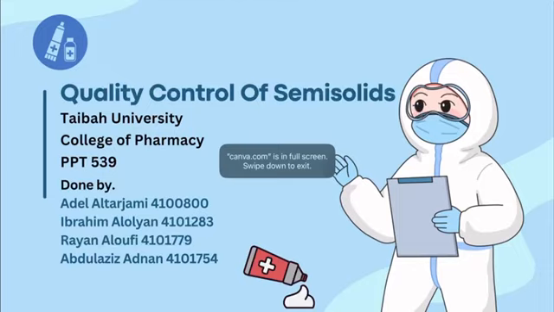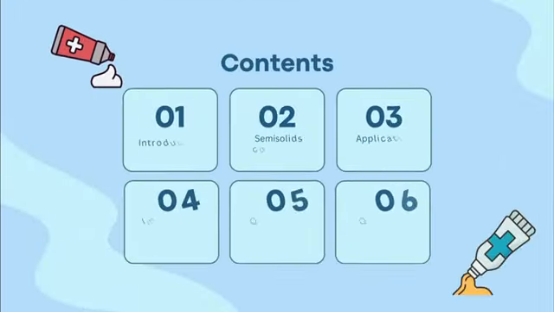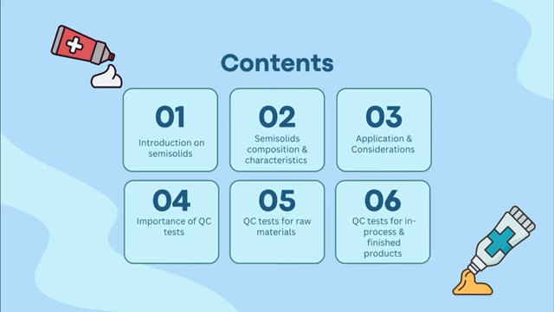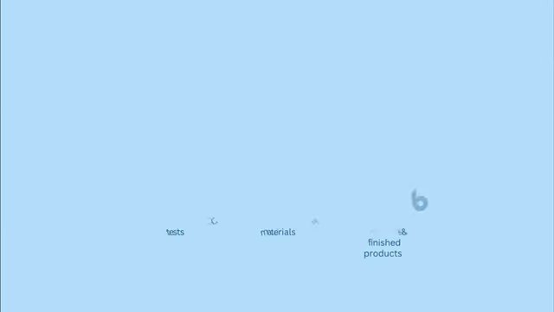Quality Control of Semisolids, Taiba University College of Pharmacy. Contents: 1. Introduction on semisolids. 2. Semisolids composition and characteristics. 3. Application and considerations. 4. Importance of QC tests. 5. QC tests for raw materials. 6. QC tests for in-process and finished products.